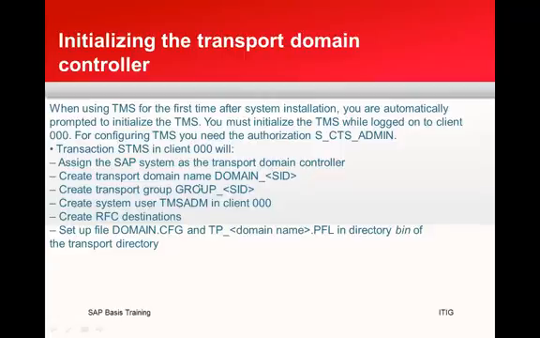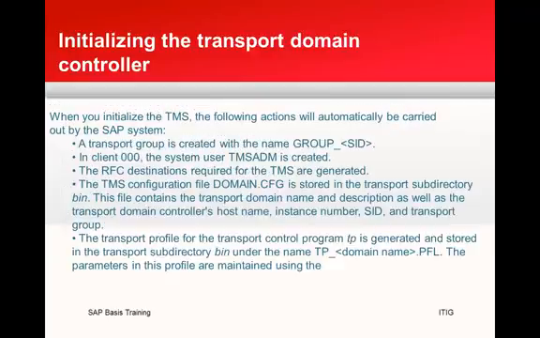Then you can create a transport domain name. After that, you can create a transport group. It's optional, but you can create a transport group. Then you can create the user TMSADM in client 000. You can create the RFC destinations and set up domain.cfg and TP_DOMAIN_name.PFL in the bin directory of the transport directory.